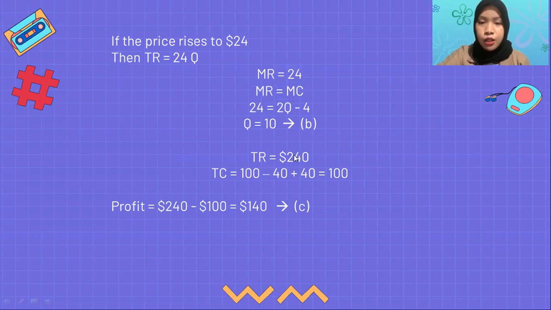TR is $240. TC is 100 minus 40 plus 40, equals 100. Profit: $240 minus $100 equals $140. This is the answer for C.